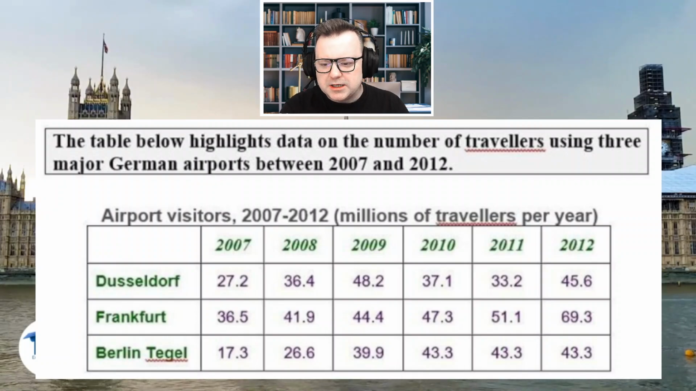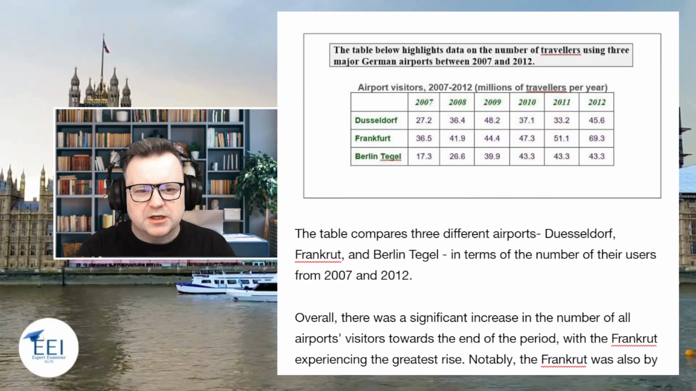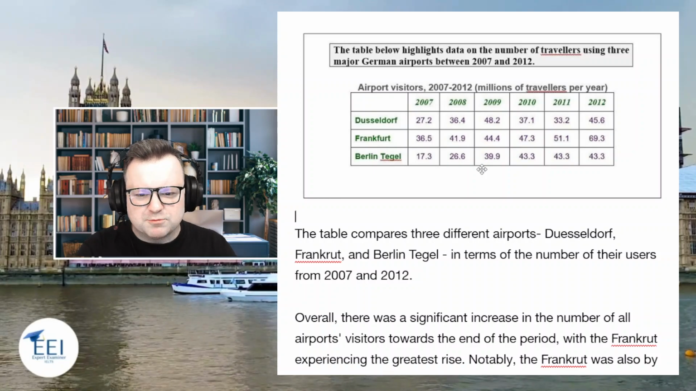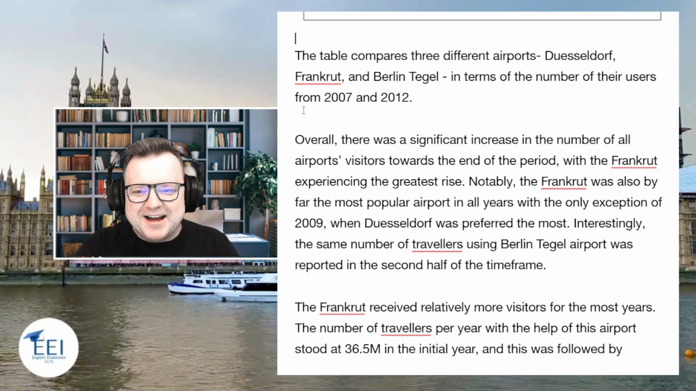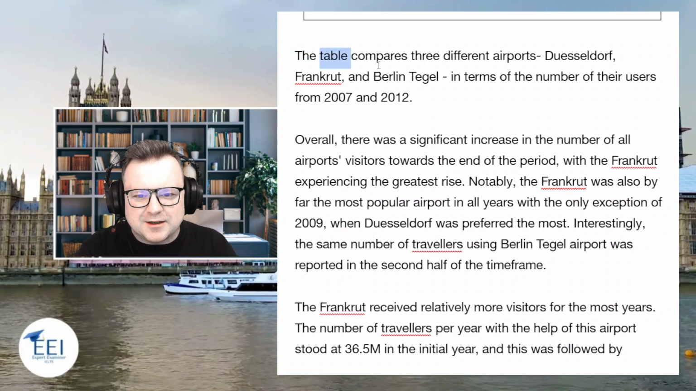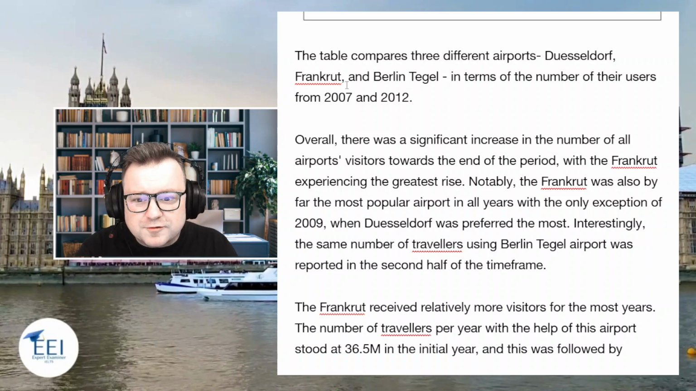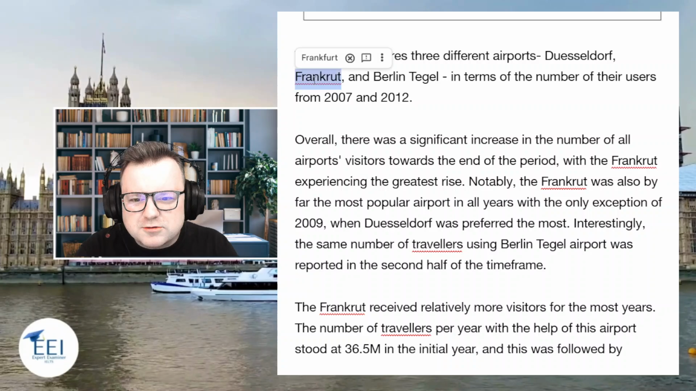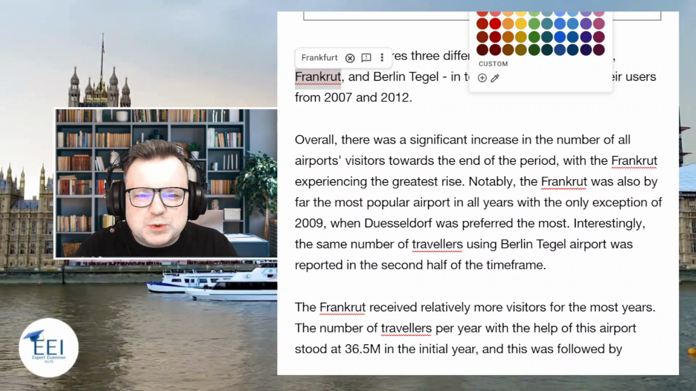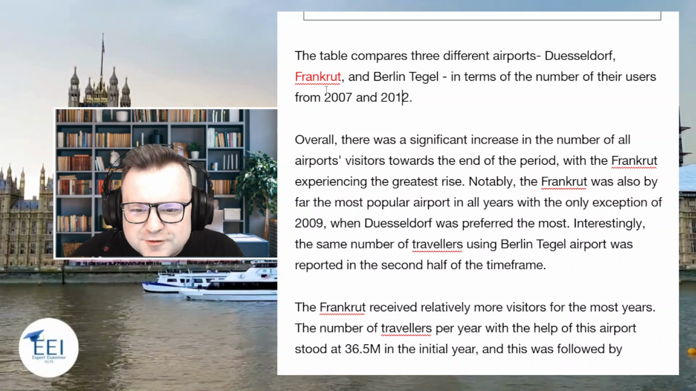So let's get into the candidate's writing. So I've tried to make this bigger so more people can see. Okay, the table compares, it does, yeah, 3 different airports, Dusseldorf, Frankfurt. Oh, please, no, please don't tell me we have this Frankfurt.